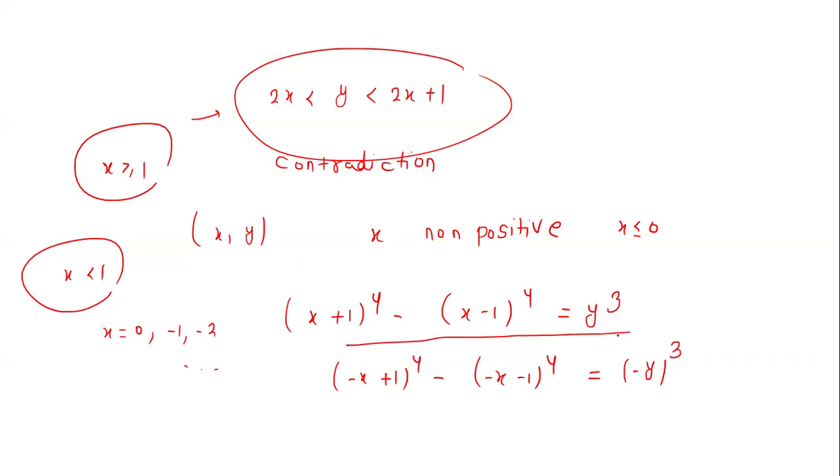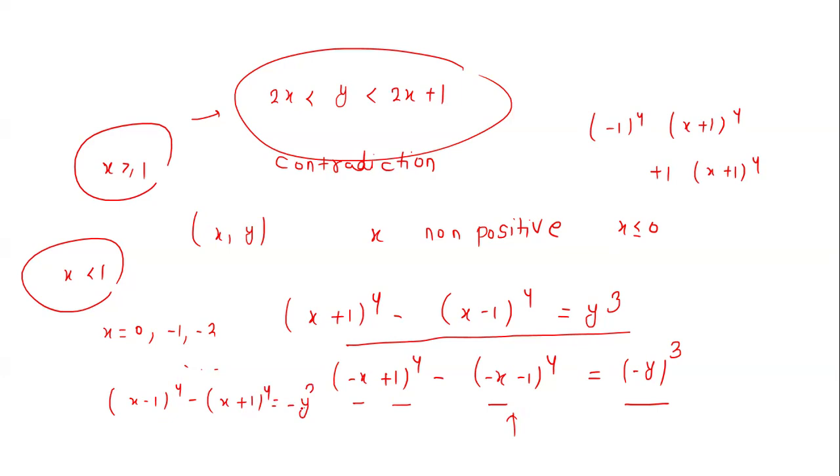So we have this equation. In this equation, if you replace x by -x and y by -y, the equation will become (-x+1)^4 - (-x-1)^4 = (-y)^3. Here you can take -1 common, and it becomes (-1)^4 (x-1)^4, which is simply (x-1)^4, minus (x+1)^4 (with the same sign treatment). So this expression will come as (x-1)^4 - (x+1)^4 = -y^3. So this is exactly the same as this equation.